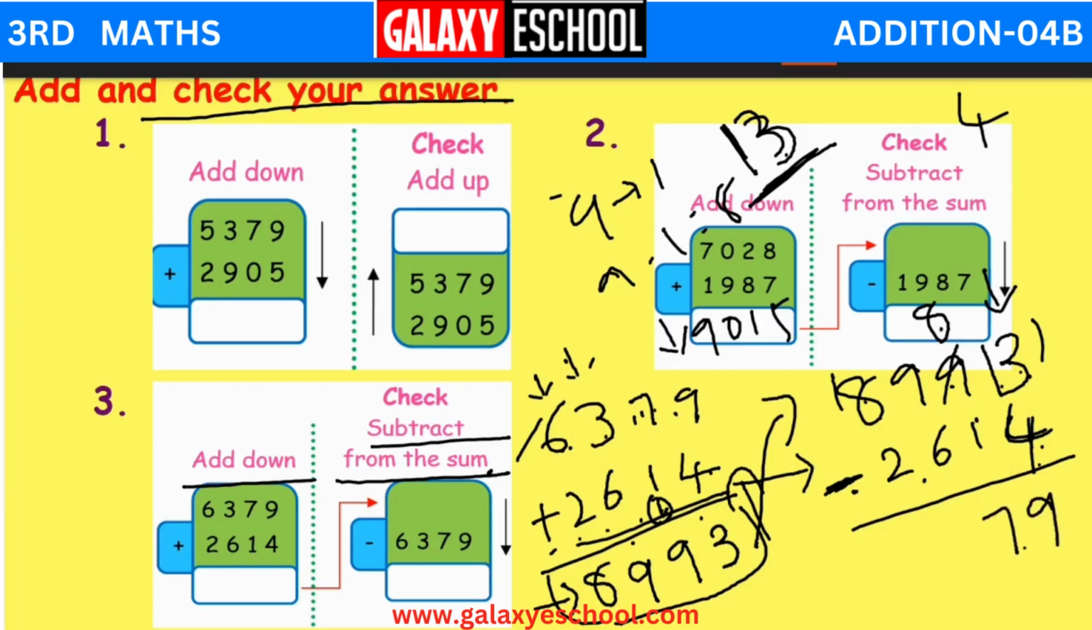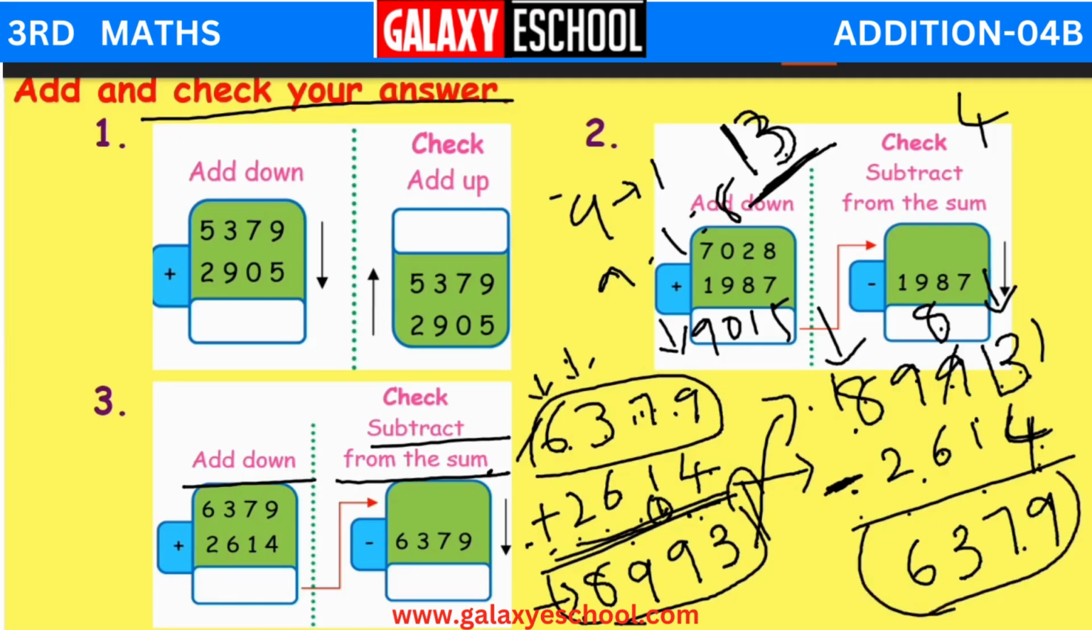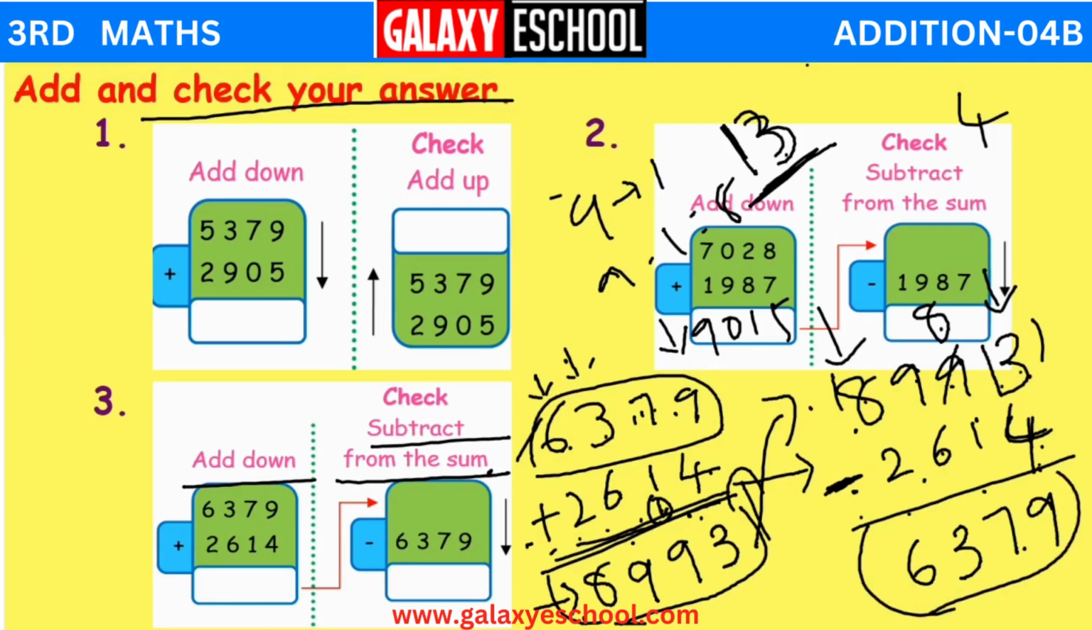8 minus 1 becomes 7. 9 minus 6 becomes 3. And lastly 8 minus 2 becomes 6. Understood, children? What did we do here? First we added the numbers, then we took the sum and subtracted one of the addends, which is 2614. Now when we subtract, we got the other addend, which is 6379. So we can say that the addition we did was right. Yes, the sum we got, 8993, is the correct answer. Okay. This is how you add and check your answer.